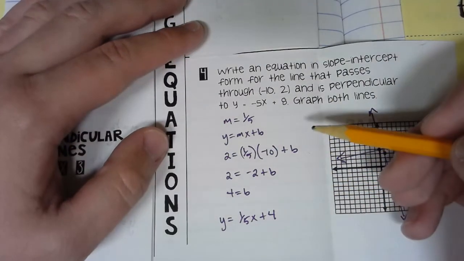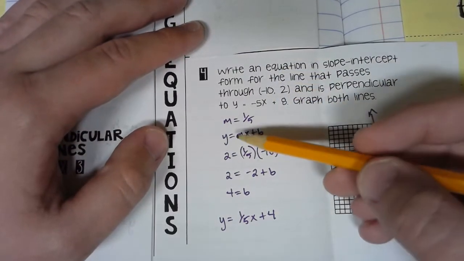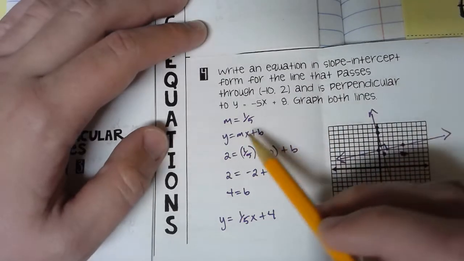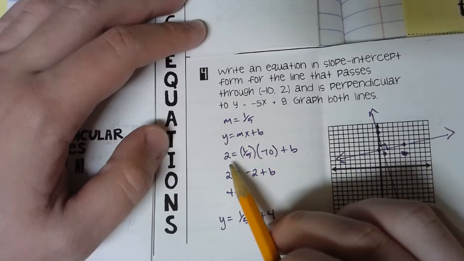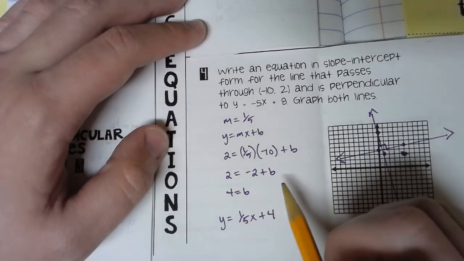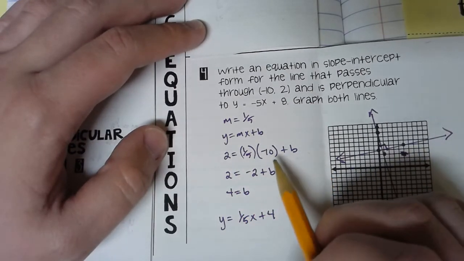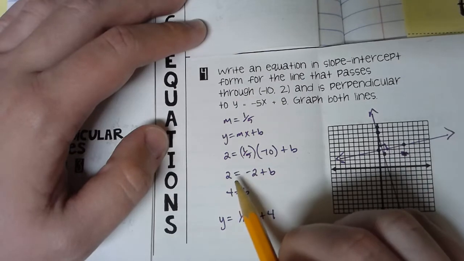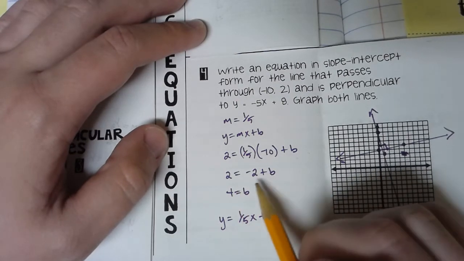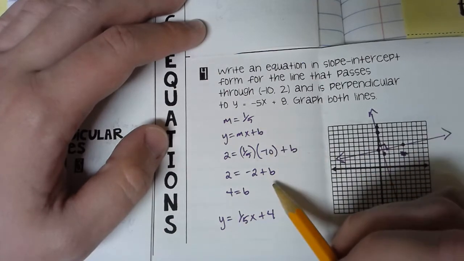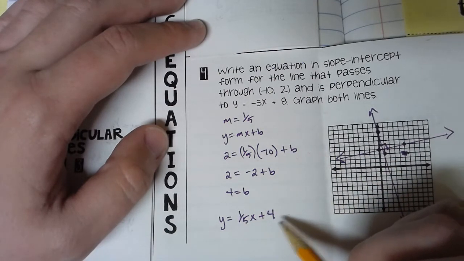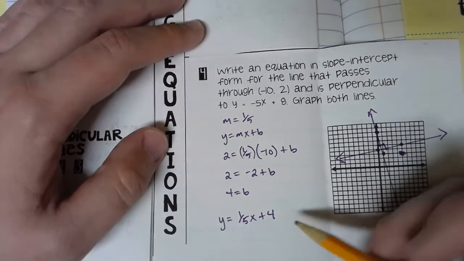Need to figure out what my y-intercept is now. So, plug it into slope-intercept form. Plug in your values for y, m, and x that you already have. So 2 is equal to 1/5 times -10 plus b. Multiply these together, you get 2 is equal to -2 plus b. Add the 2, you get 4 is equal to b. So slope of 1/5, y-intercept of 4. Your equation is y = 1/5 x + 4.